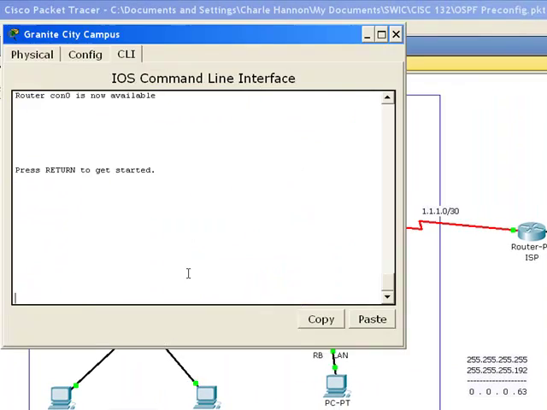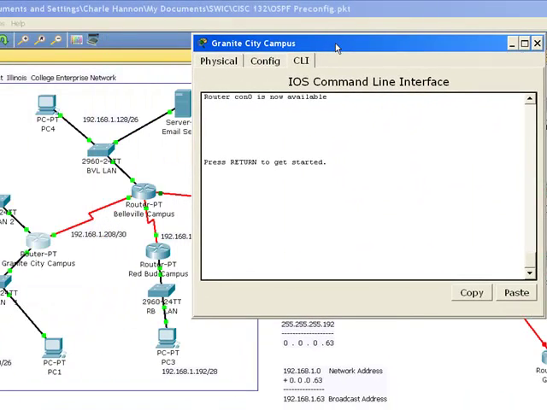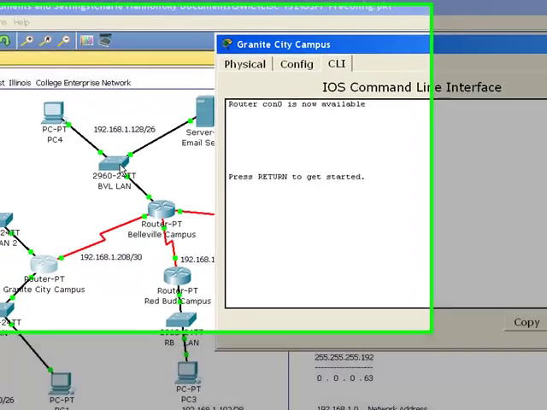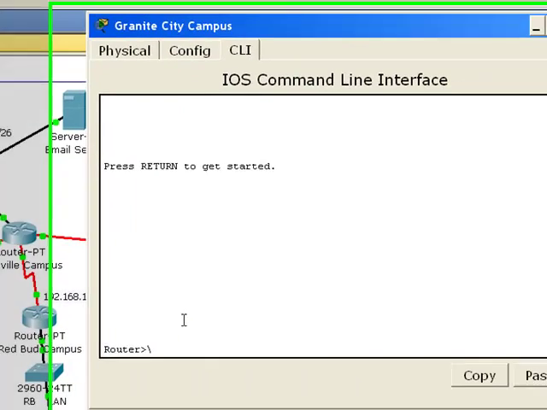So let's start with configuring Granite City. Oh, and also, I've already configured the Belleville router and the Redbud router with OSPF. So once we configure Granite City, we should have full connectivity with the rest of our enterprise network.